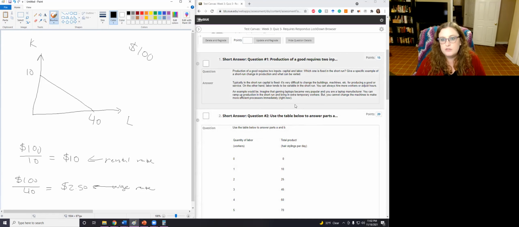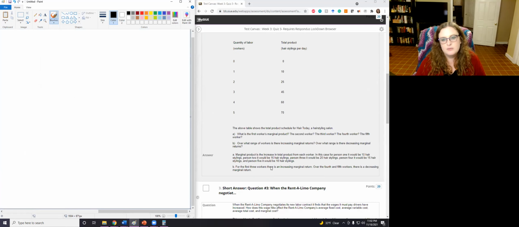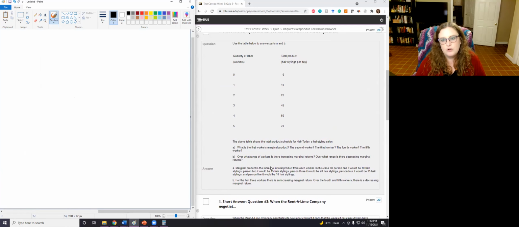So in the quiz, the first one: production requires 2 inputs, capital and labor. Which one's fixed in the short run? Capital. It's very hard to change the amount of machines that you have in the short run. The next one: the table above shows the total product schedule for Hair Today, a hair styling salon.